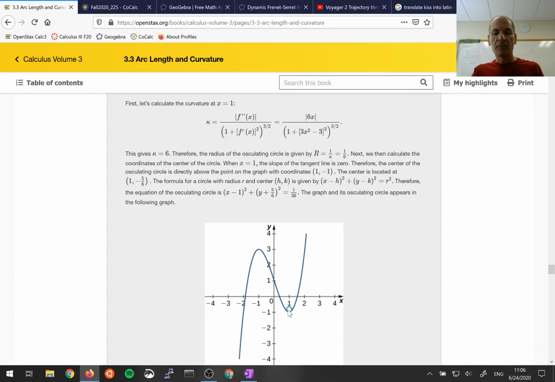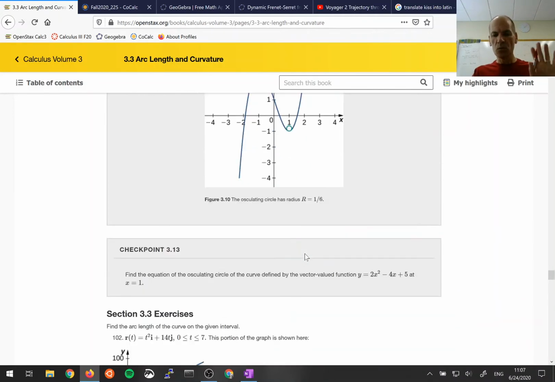It's tiny because the curve is bending quickly here. If we were to build the osculating circle out here at, say, x equals 2, we would have a giant circle because the curve is nearly straight. And you can imagine building the osculating circle on a straight line is impossible because the curvature is 0, the radius is infinite. We'll do an example of that in the exercises, which are about to begin right now.